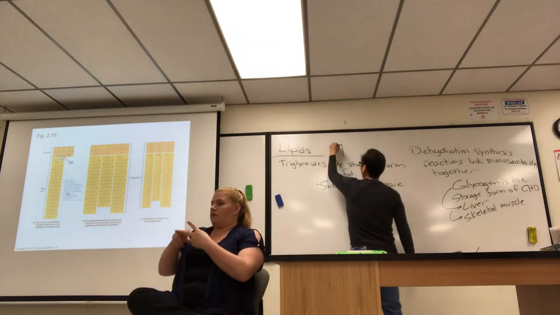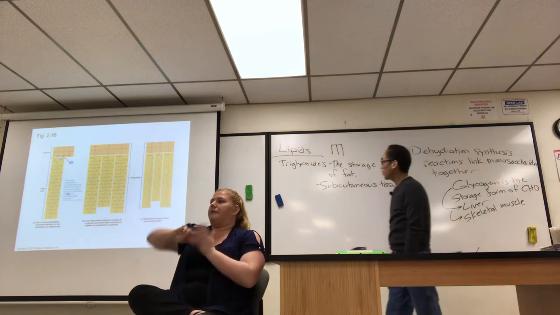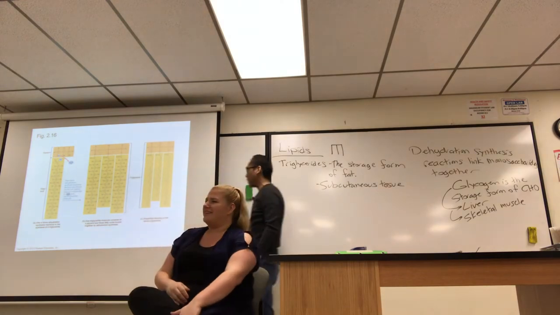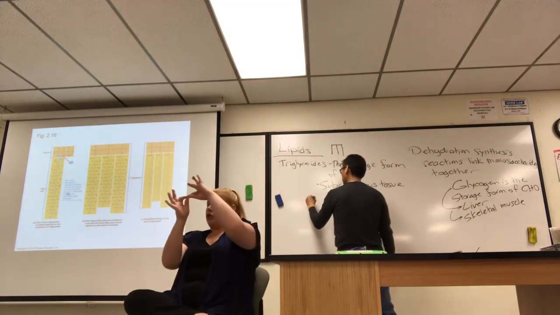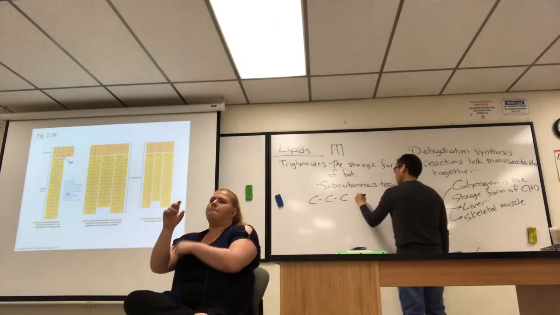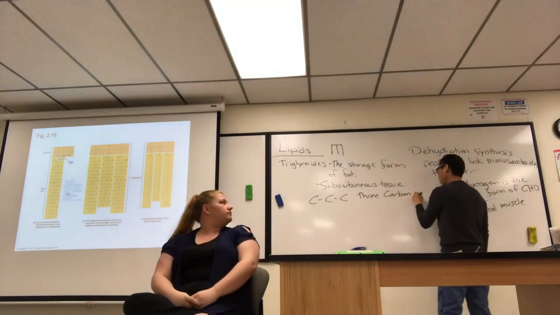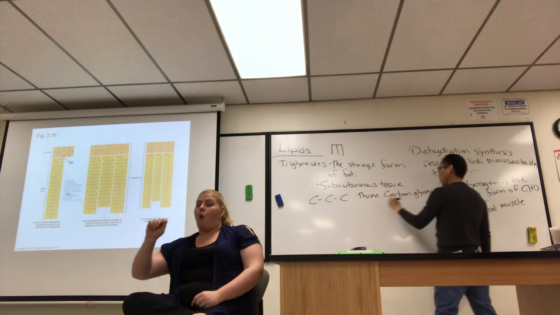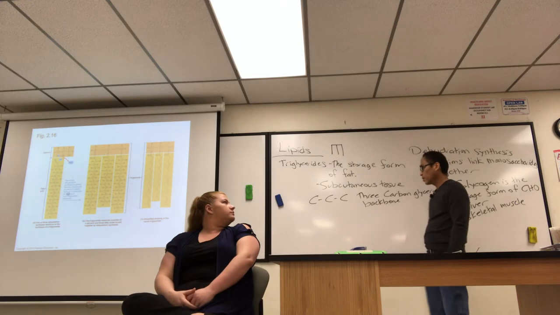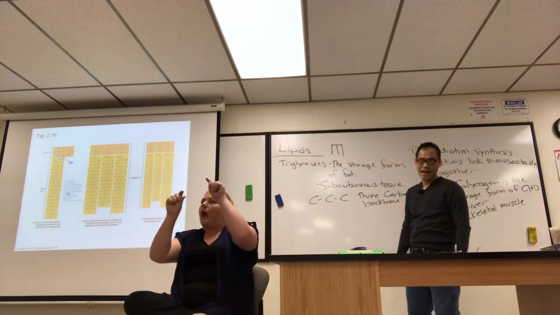I'm going to draw an upside down E as a simplified form of triglyceride, because there's three things here. On top, this is a three-carbon chain. It's called a glycerol backbone. That's the structure of triglyceride. Three-carbon glycerol backbone. And at each position, 1, 2, 3, there's a hydrocarbon chain called a fatty acid.